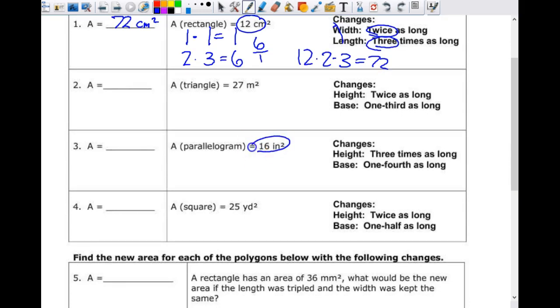Take the original number, 16. Multiply it by the first one, 3. Multiply it by the second one, 1/4. 16 times 3 times 1/4. Well, 1/4 times 16 is 4. 4 times 3 is 12. The new area is going to be 12 inches squared.